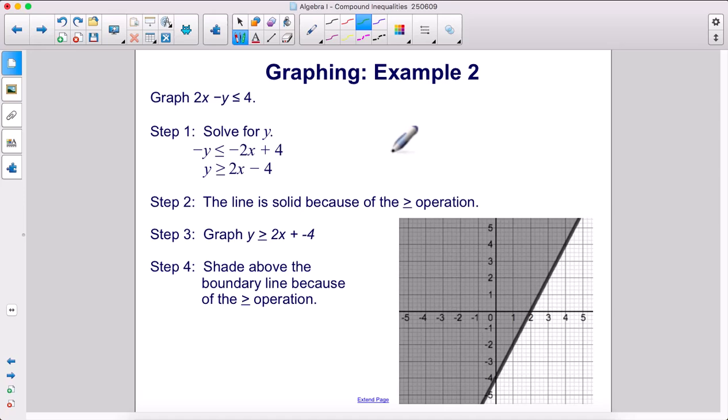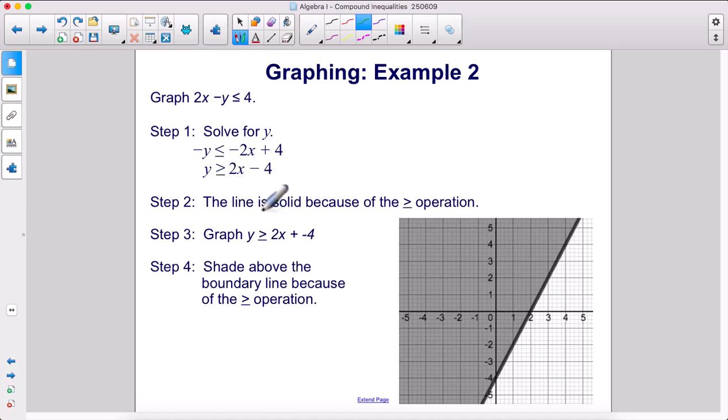Graph 2x minus y is less than or equal to 4. Step 1, solve for y. First, we're going to subtract 2x from both sides. Then we're going to divide by negative 1. When we divide by negative 1, we will flip the inequality. So it becomes y is greater than or equal to 2x minus 4.